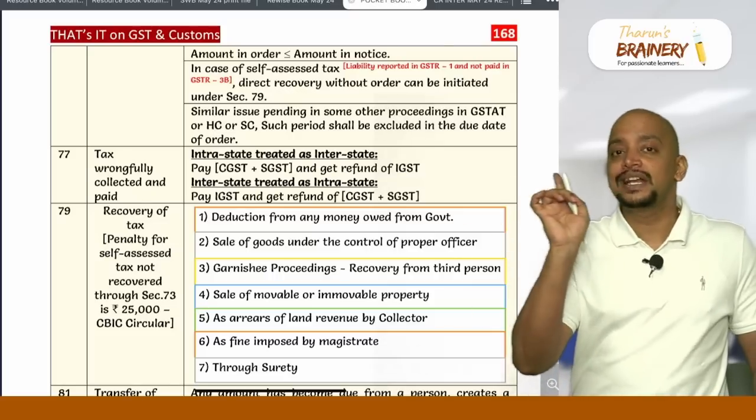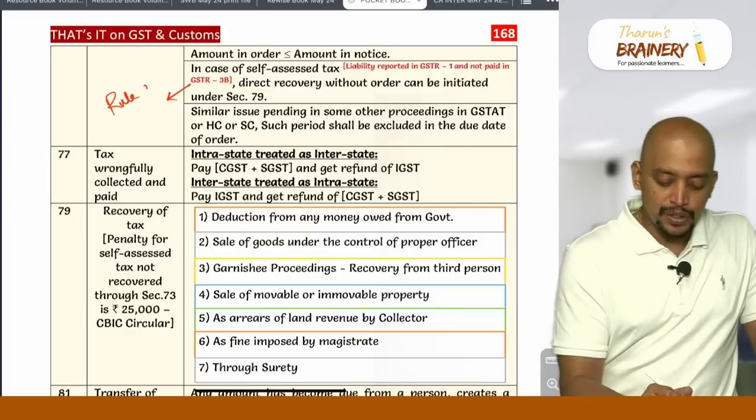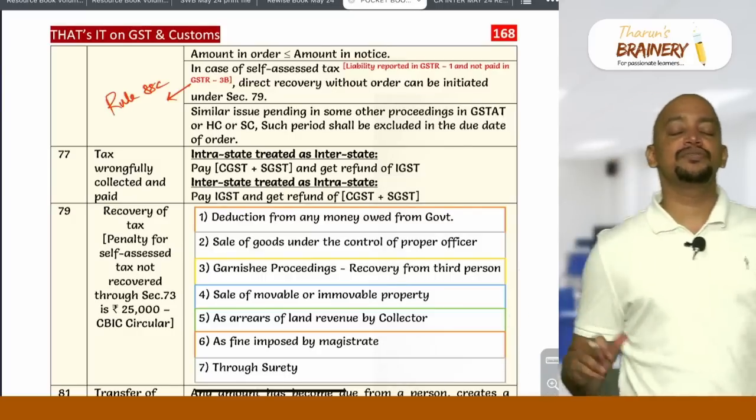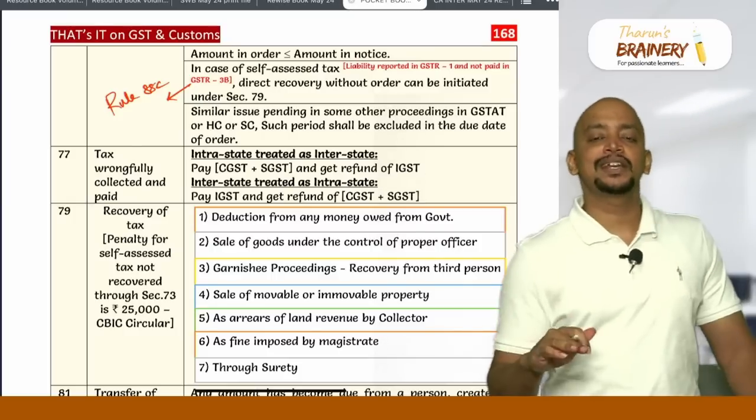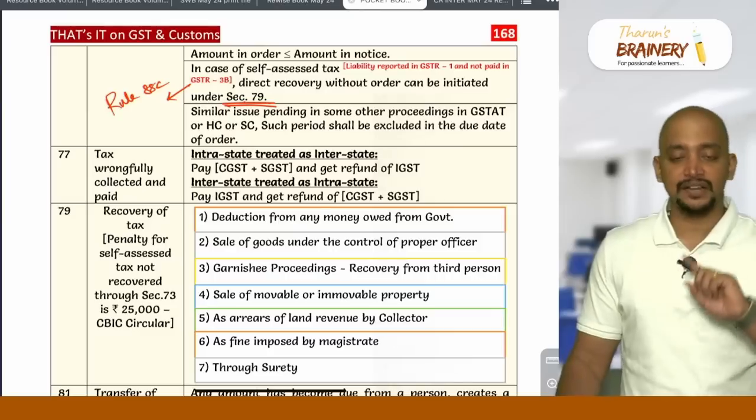So you refer to 88C. With respect to this, you can refer to rule 88C. As per rule 88C, what does it say? An intimation will be given, and thereafter, if you are not making the payment, direct recovery will be made. That direct recovery is in terms of section 79.